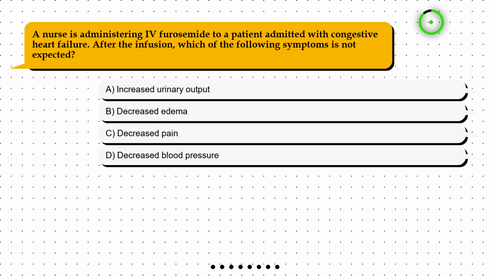A nurse is administering IV furosemide to a patient admitted with congestive heart failure. After the infusion, which of the following symptoms is not expected? Option A, increased urinary output. Option B, decreased edema. Option C, decreased pain. Option D, decreased blood pressure.